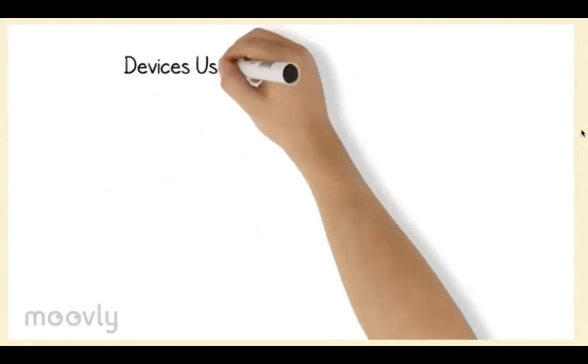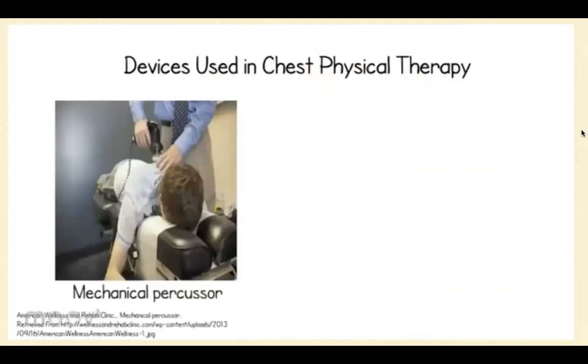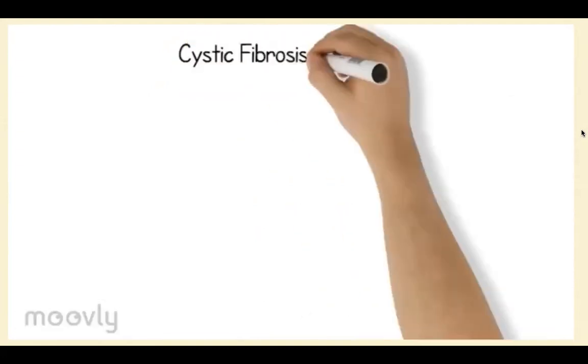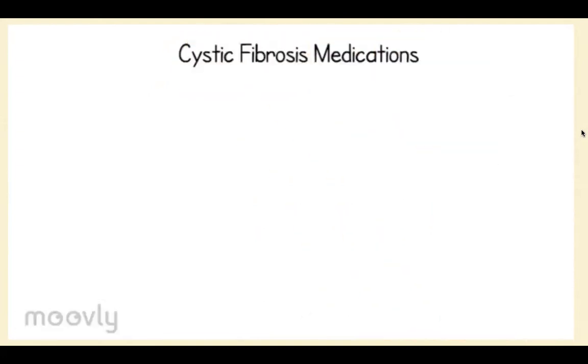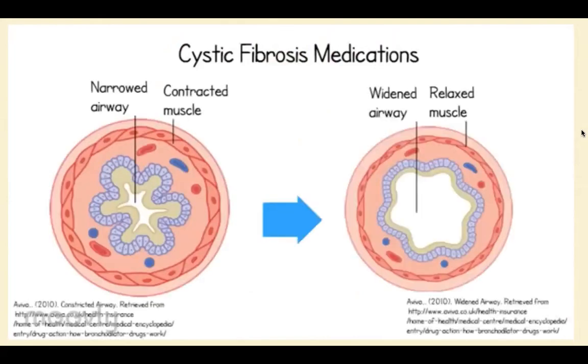As it might be physically demanding for some people, there are devices such as mechanical percussors or a positive expiratory pump mask, which both serve the purpose of clearing mucus from the airways. Cystic fibrosis can also be treated by medications, most notably a group called bronchodilators, which help to open the airways by relaxing the surrounding muscles.